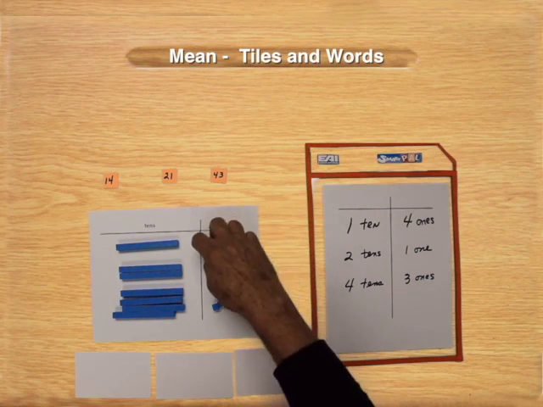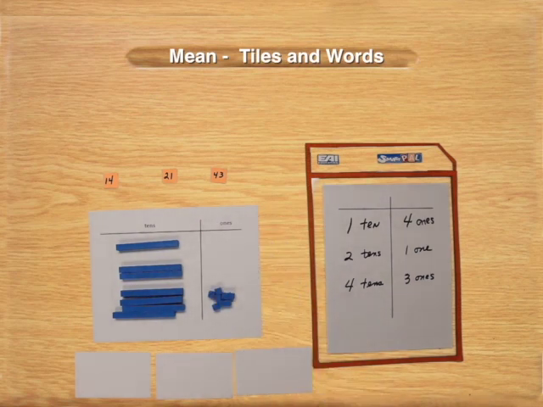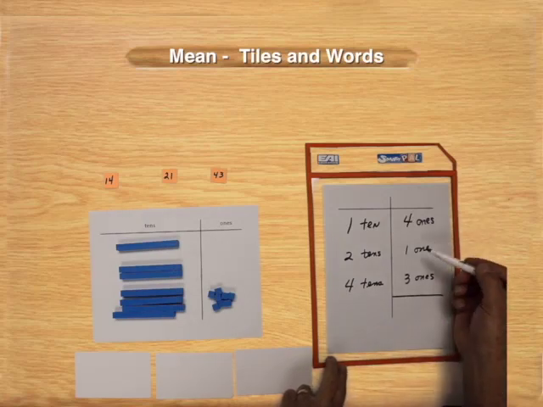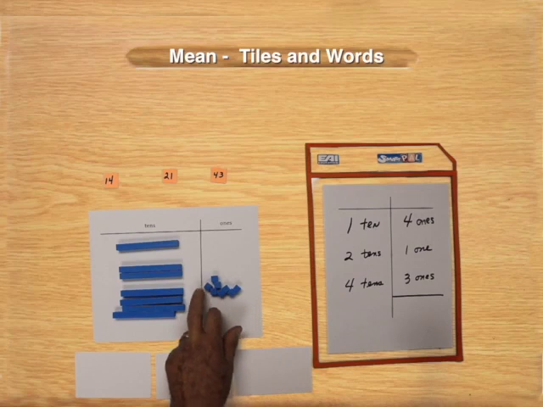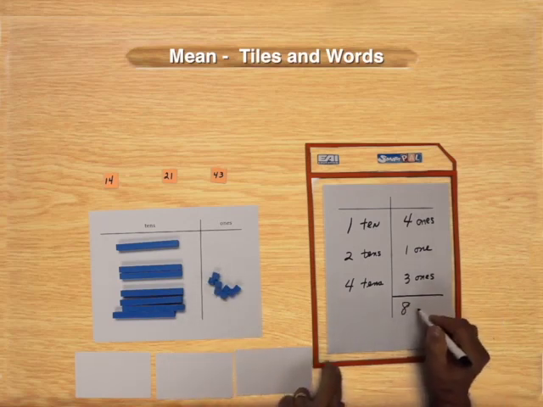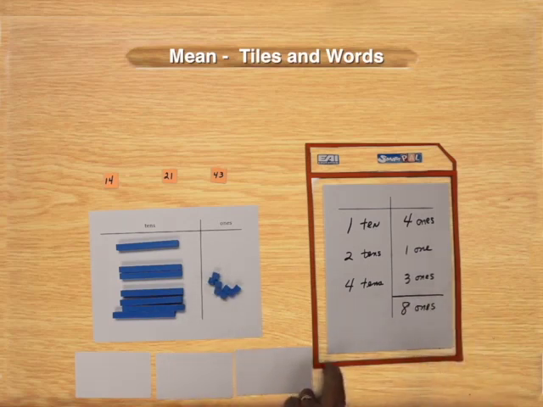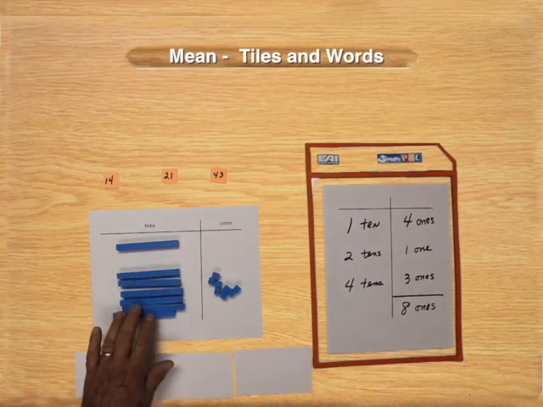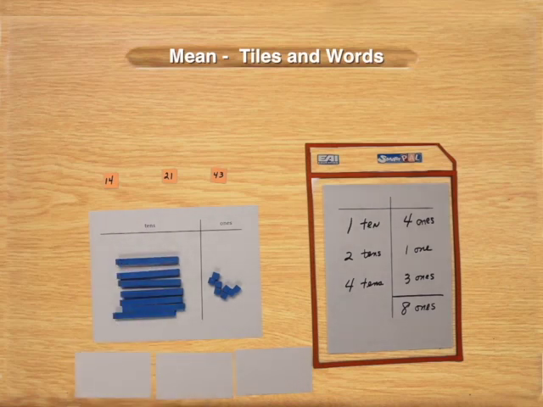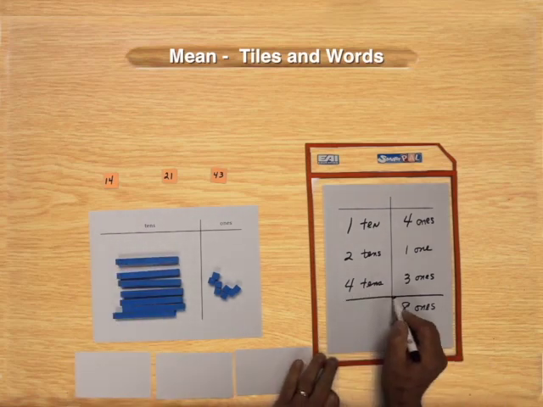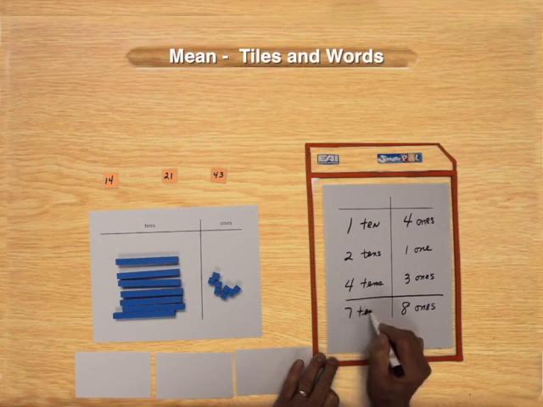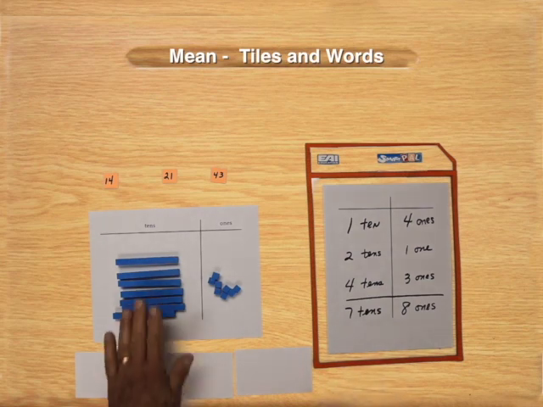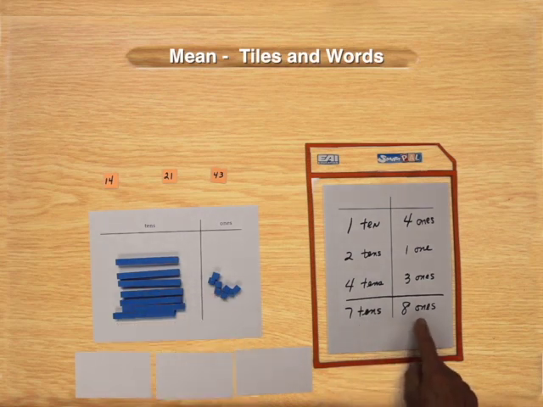So let's put all the ones together first. And when we put the ones together, we're actually adding the ones. So we add the ones, we have 4 ones, 1 one, and 3 ones, and that gives us 8 ones. Now let's add the tens. We have 4 tens and 2 more tens, that's 6 tens, and 1 ten is 7 tens. So let's record that. So now we have a total of 7 tens and 8 ones.